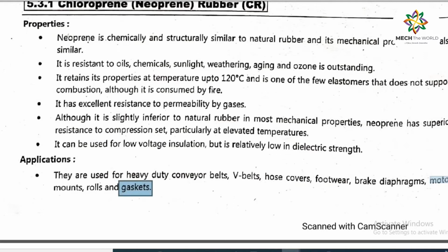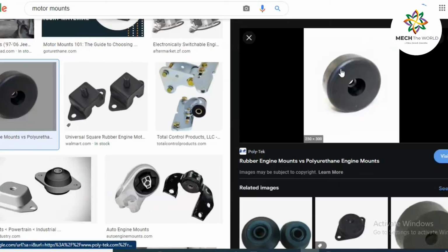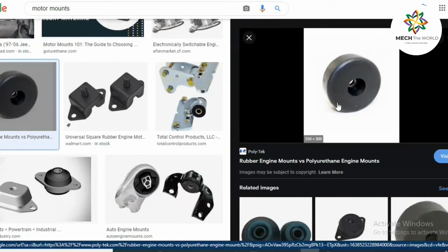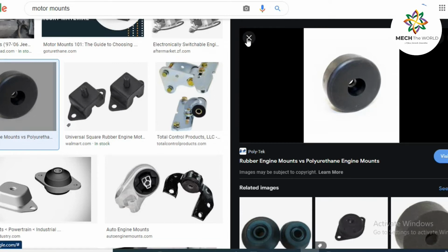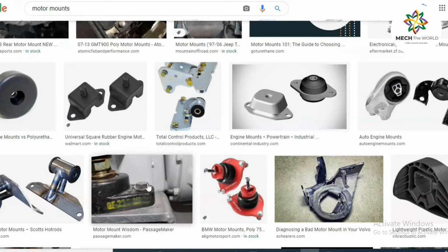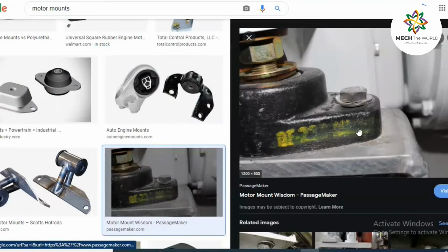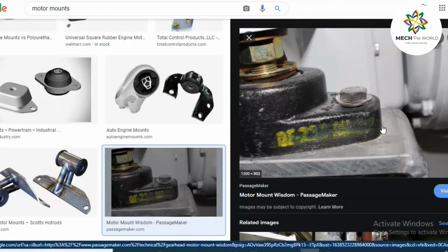Now, what is a motor mount? Let's see. This is nothing but your motor mount. The function of this motor mount is to reduce the noise and vibrations produced by the motor. Here you can observe that this is your mount.